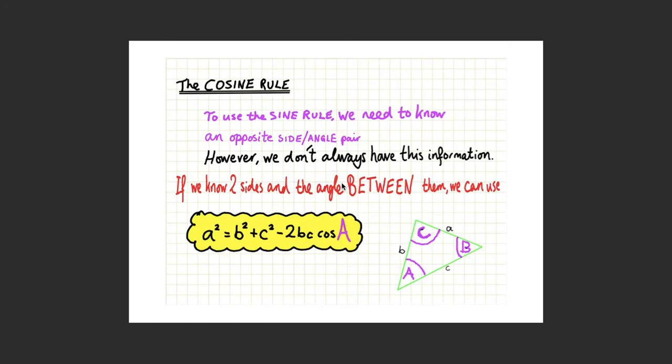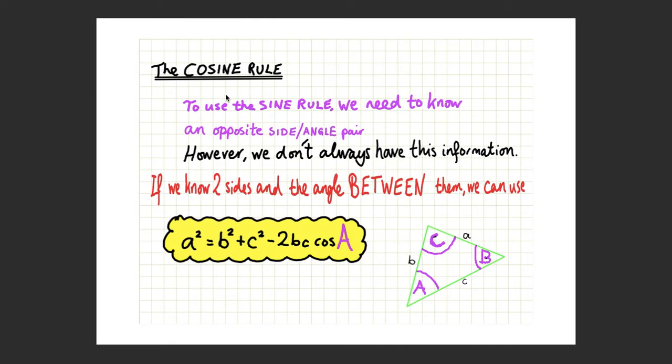Okay, and then we've got the cosine rule. So to use the sine rule, you need to know that opposite side and angle pair, but you don't always have that information. So if we know two sides and the angle between them, then we can use this rule, the cosine rule. A squared equals b squared plus c squared minus 2bc cos A. The big A there, I've made a different colour, that sort of purpley colour. That's an angle. All of the others are lowercase and their sides.